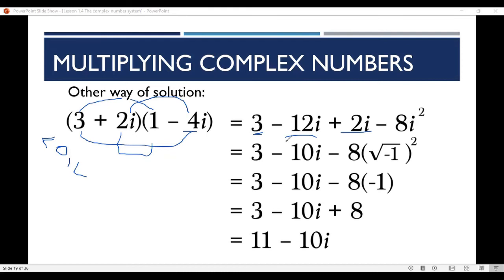So, bring down 3. Yung 12i at negative 12i at 2i, pwede nang pagsamahin yun. Kaya magiging negative 10i na lang. Then, yung negative 8i squared, still nandun pa rin yun. Eh di ba ang value ng i squared, negative 1? Kasi value ng i ay square root of negative 1. Pag in-square mo pa yon, negative 1 na siya. So, kung meron ka ng negative 8 times negative 1, plus 8 na yon. So, pwede mo na pagsamahin ang 3 and 8. Parehas naman silang real number. Kaya magiging 11. Then, yung imaginary part naman ay negative 10i. So, parehas lang siya ng sagot.